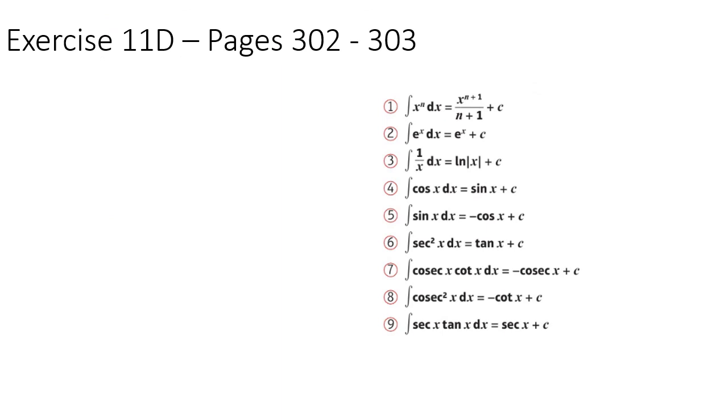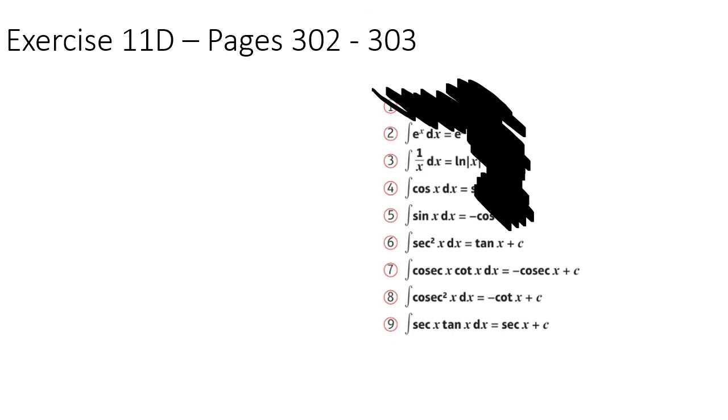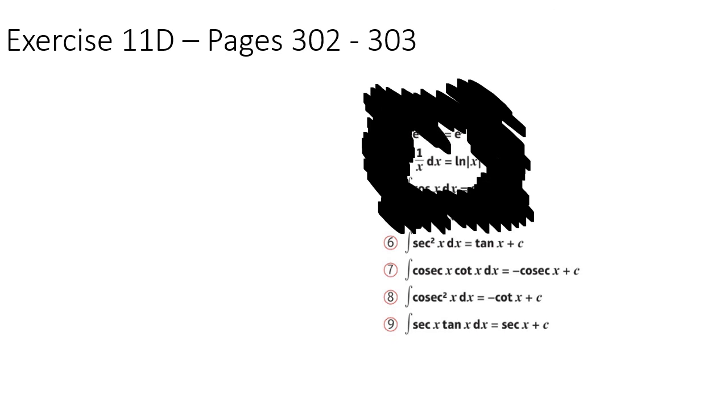Right, you should now be able to do exercise 11D on pages 302 to 303 in a textbook, and as usual, let's get rid of these because you need to memorize them. There we go. And try and memorize some of the others as well. Be good fun.